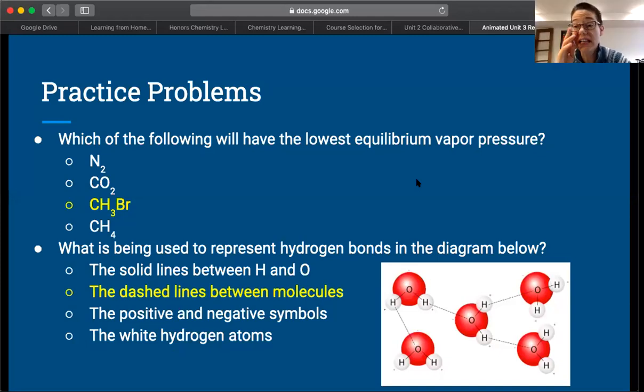Because even on prior tests where they ask you to draw a hydrogen bond, in the scoring guides they specifically say that your answer can't be a solid line, you have to represent it as a dotted or a dashed line.